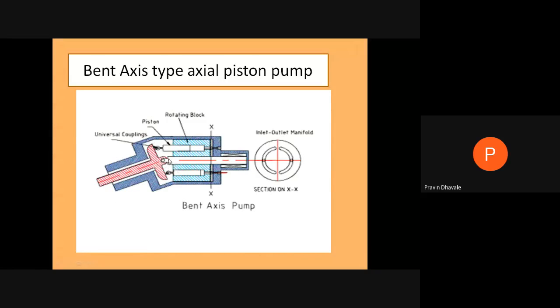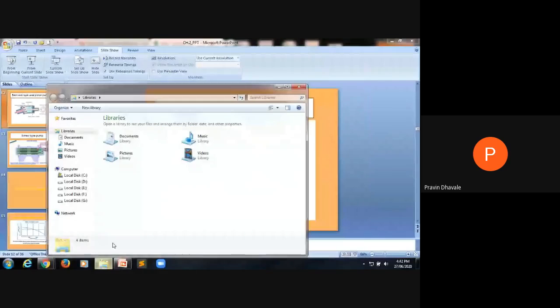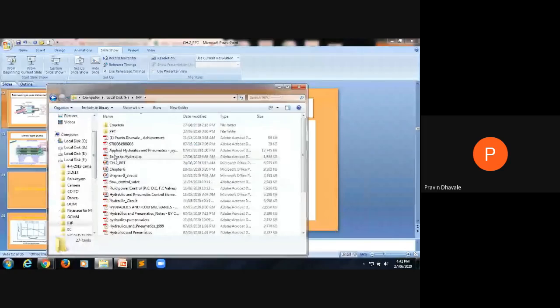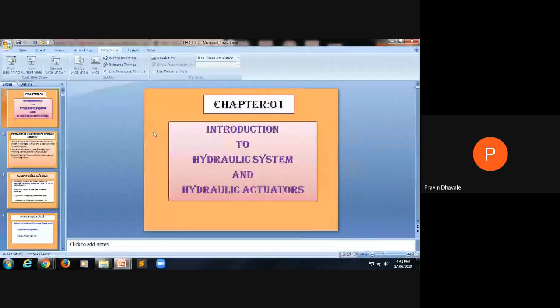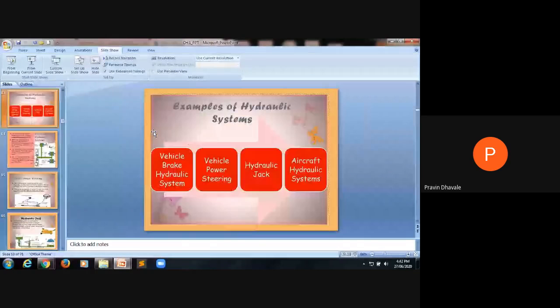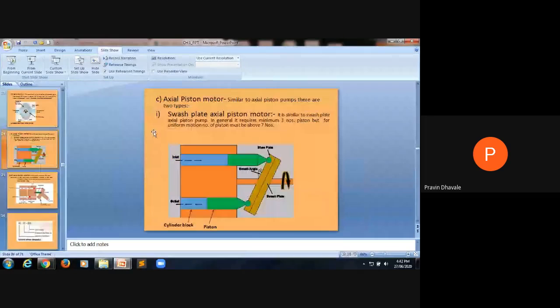In the previous slide, 1 minute. I think in actuators we have one better diagram. Construction will be the same, only the operation is different.